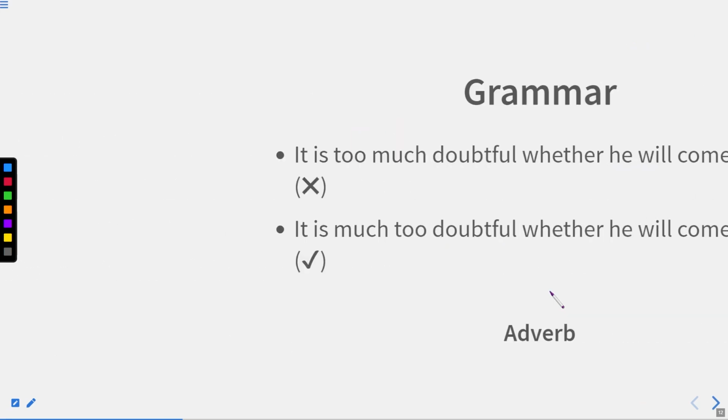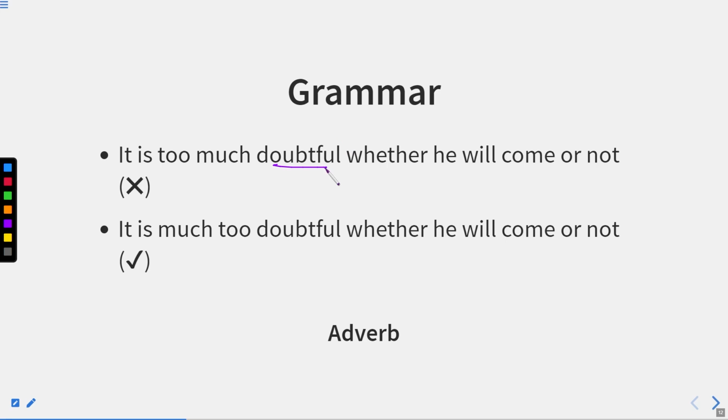Now let us move further. It is too much doubtful whether he will come or not. Now, doubtful is an adjective. Doubt is a noun, doubtful is an adjective, so too much is incorrect. It should be replaced with much too. This is very, very important again.